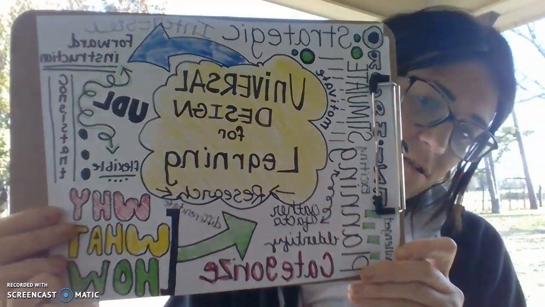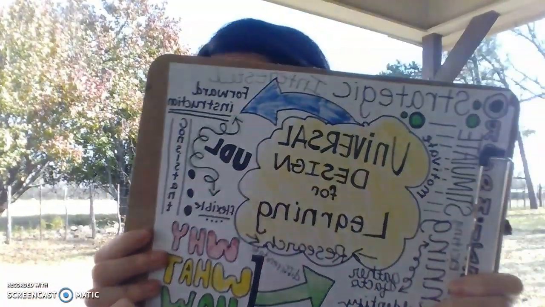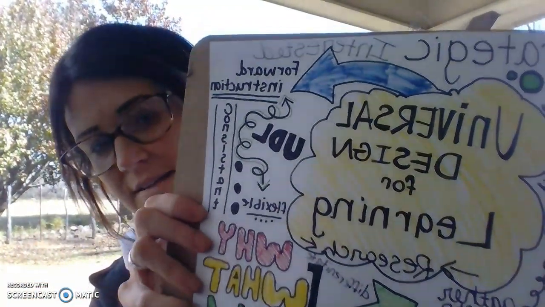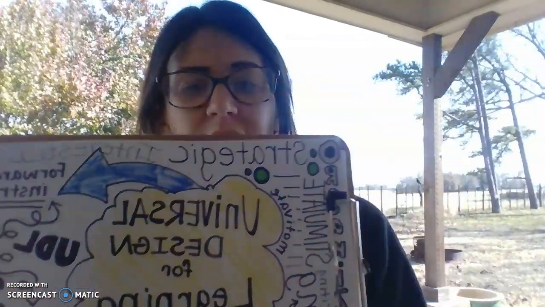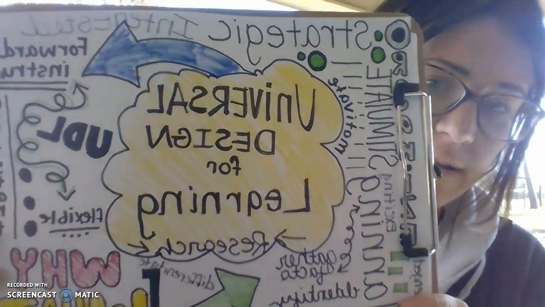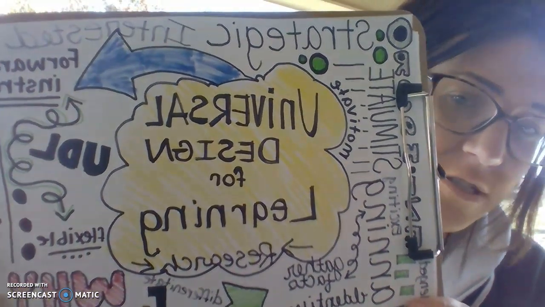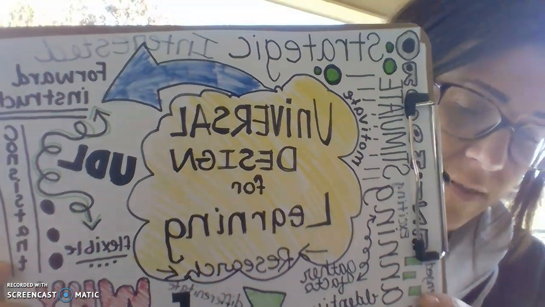But it is all huge and jumbled up with a bunch of different letters because Universal Design can mean so many different things. But it's important for teachers to know what it means for their students.